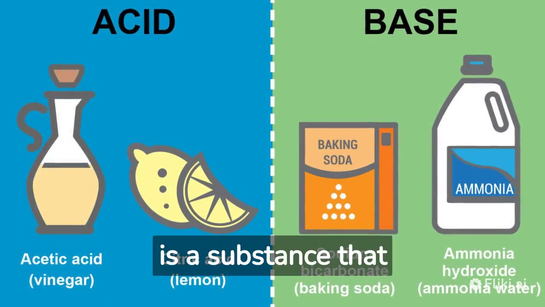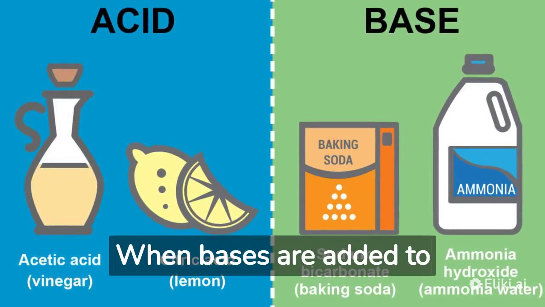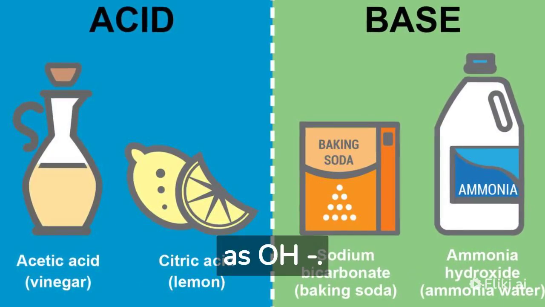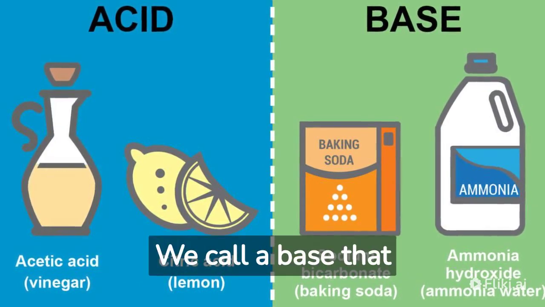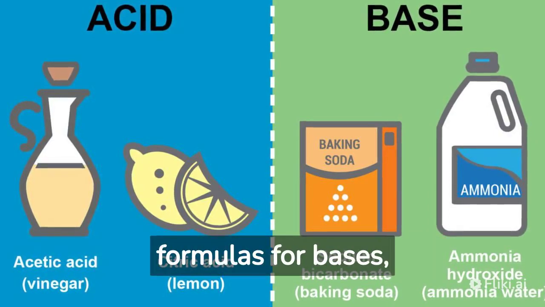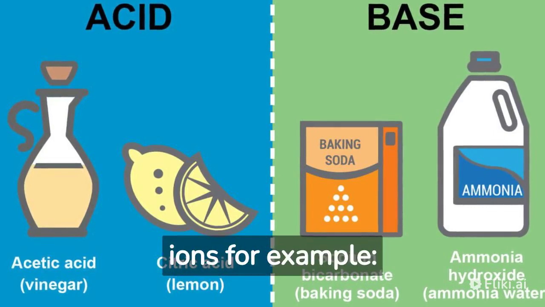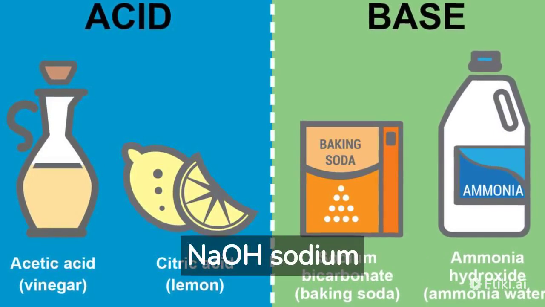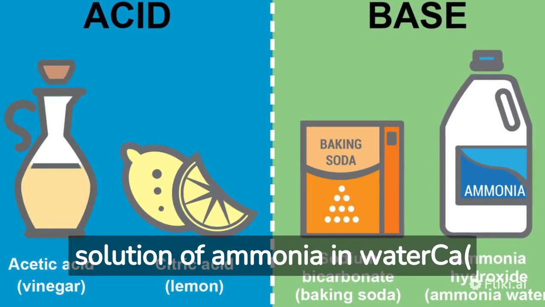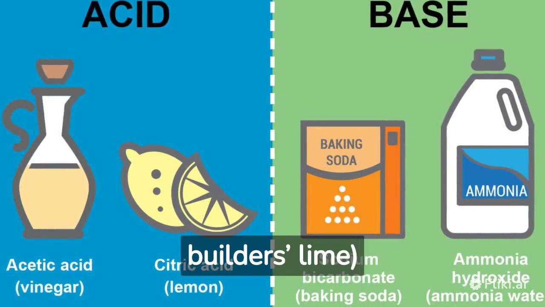A base is a substance that neutralizes acids. When bases are added to water, they split to form hydroxide ions, written as OH-. We call a base that has been added to water an alkaline solution. If we look at some formulas for bases, we can see that they all contain hydroxide, OH, ions, for example NaOH, sodium hydroxide, caustic soda, NH4OH, solution of ammonia in water, Ca(OH)2, calcium hydroxide, builder's lime.